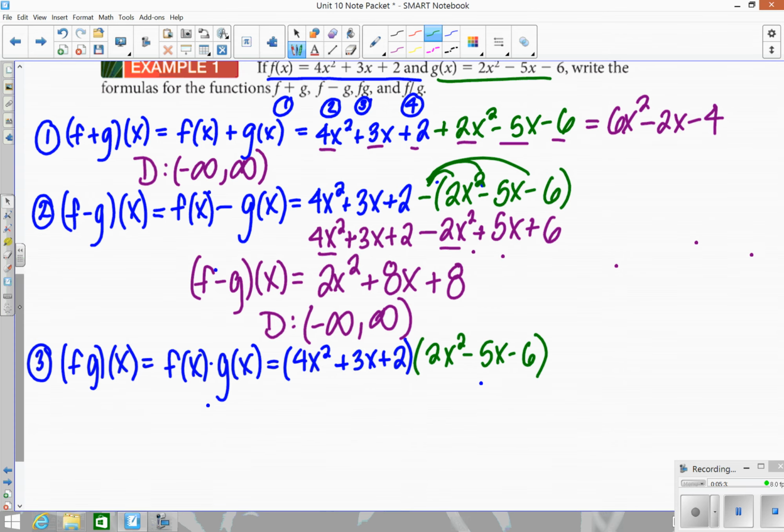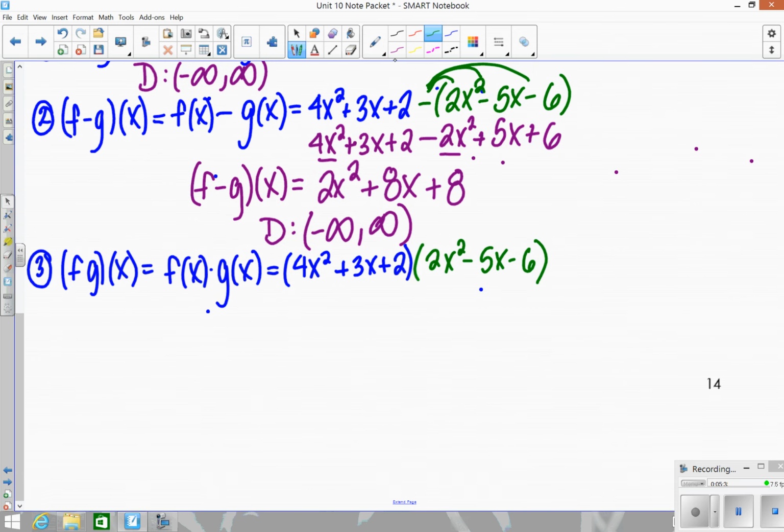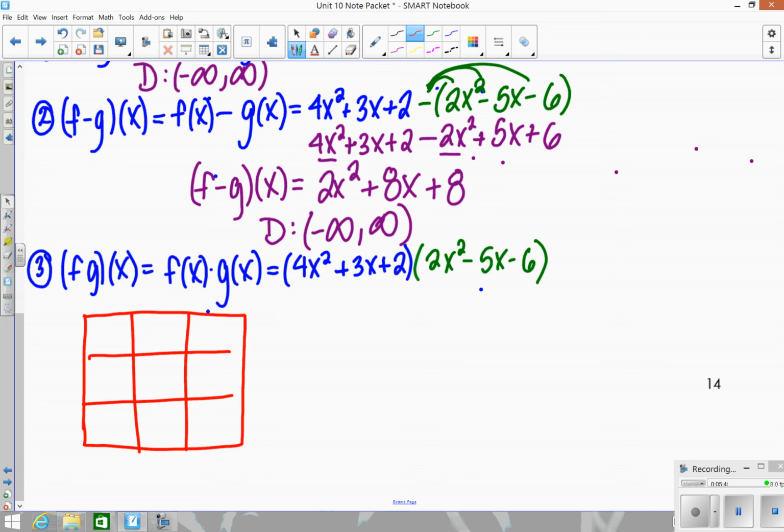So if you look, we have a trinomial times a trinomial, and if you remember back a while ago, we talked about how to multiply polynomials, and we use the box to help us, or the grid. So I have a 3 by 3, so I'm going to put 4x squared plus 3x plus 2 up across the top, and I have 2x squared minus 5x minus 6. And then you multiply to fill the boxes.